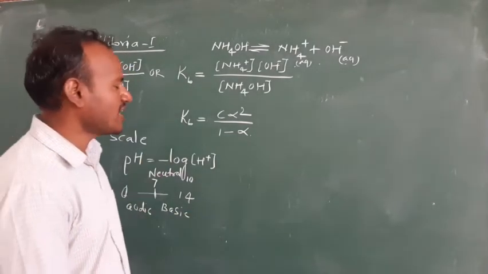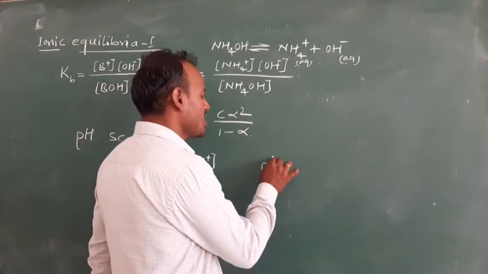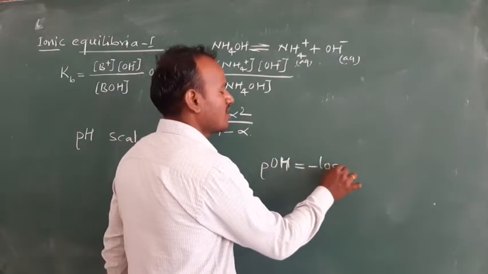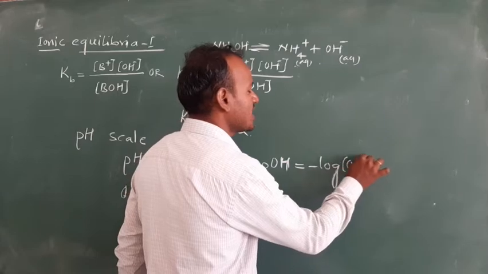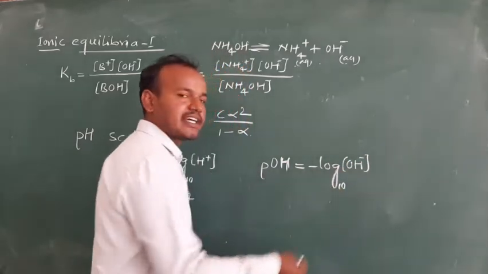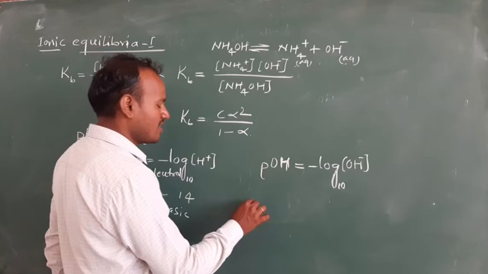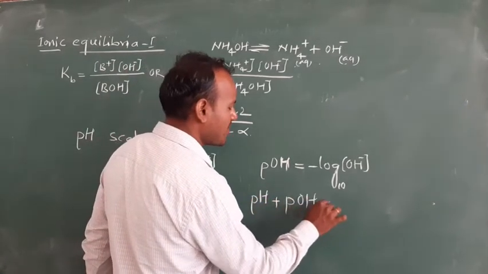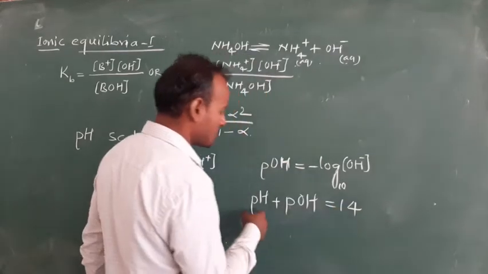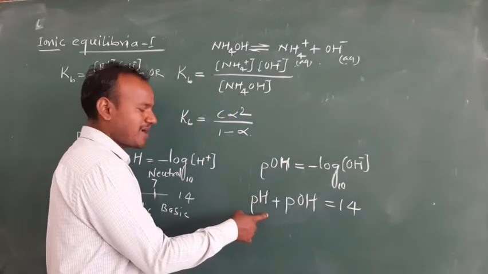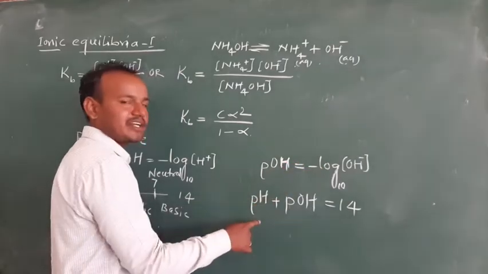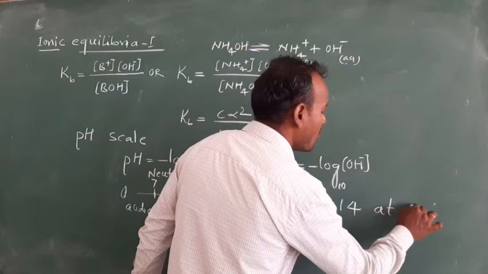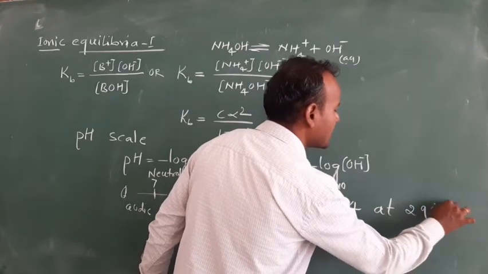According to that definition, we also define pOH. How to write pOH? It is the negative log to the base 10 of the molar concentration of OH minus. What is the value of pH plus pOH? It is equal to 14, because the concentration of H plus ion is 10 to the minus 7, and when you take the negative log of that, it becomes 7. Like that, pOH is also 7, and the sum is 14. And this is true only at 298 Kelvin.